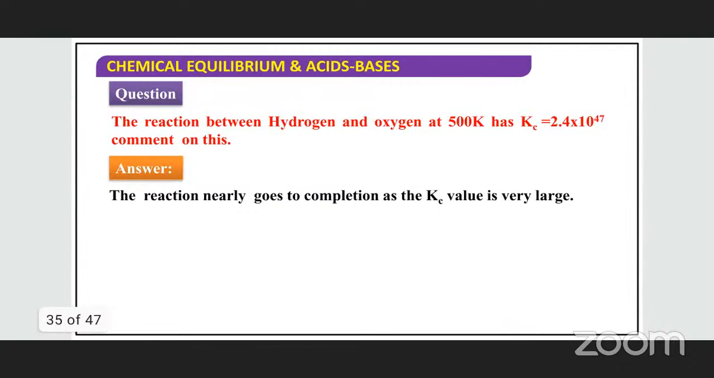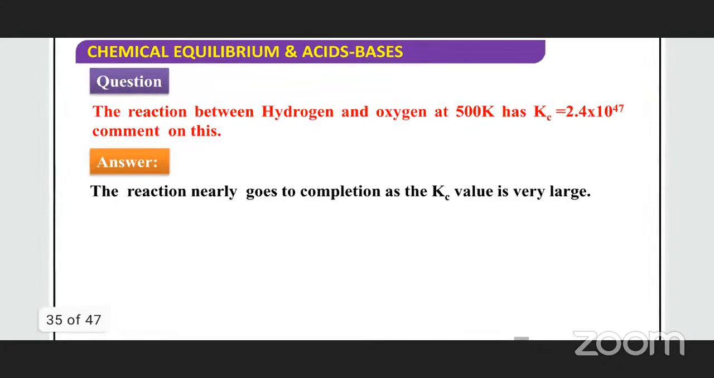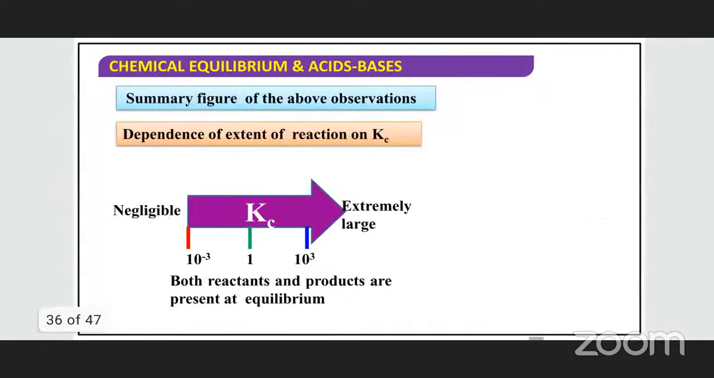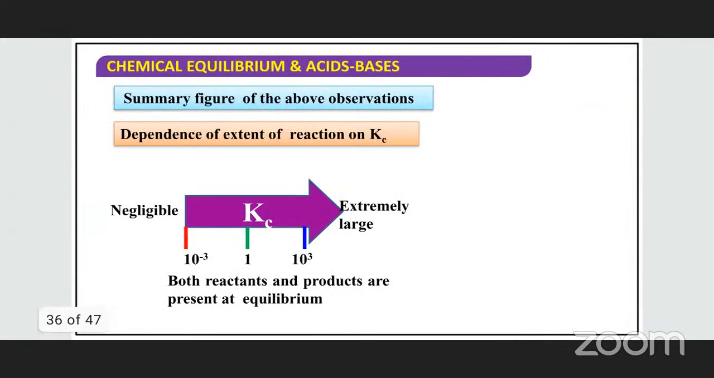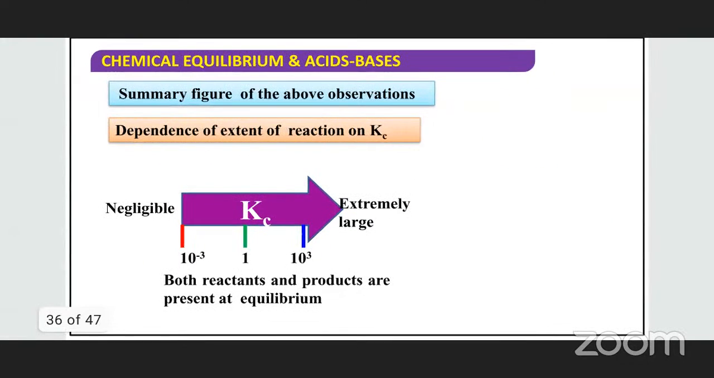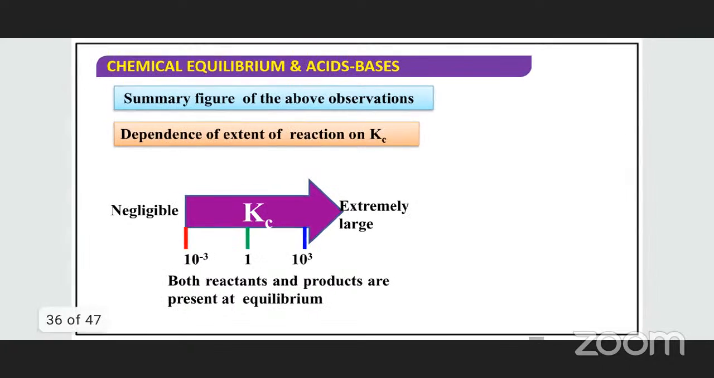One question: the reaction between hydrogen and oxygen at 500 Kelvin has Kc equal to 2.4 into 10 to the power of 47. Comment on this. The reaction nearly goes to completion as the Kc value is very large. Here is a summary: the picture depends on the extent of reaction Kc. See the diagram: negligible below 10 to the power of minus 3, Kc equal to 1, up to 10 to the power of 3, and extremely large beyond. In the middle range, both reactant and product are present at equilibrium.